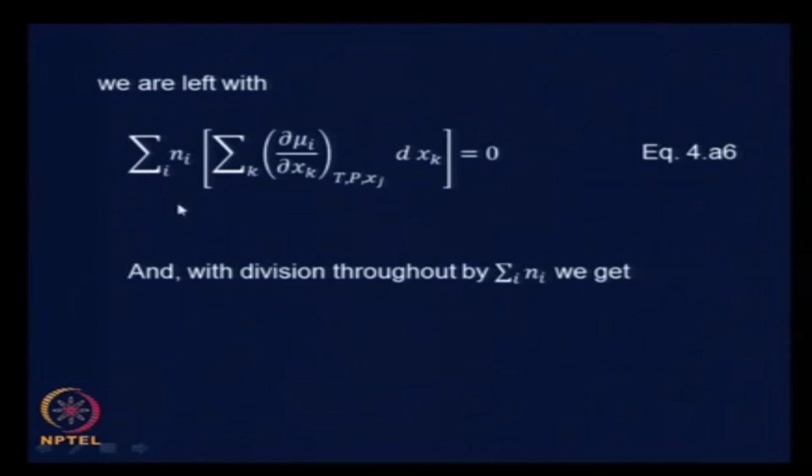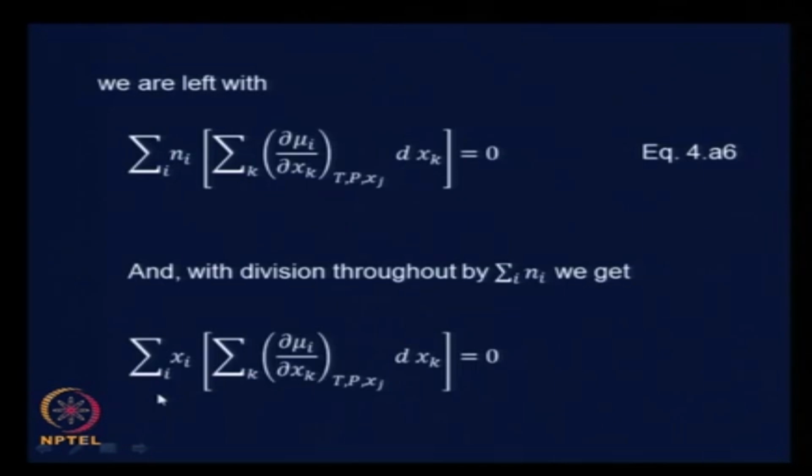in other words, we are going to divide the left hand side by sum over Ni and the right hand side also by sum over Ni. Here it does not matter. We get sum over i of xi, since Ni over sum over Ni is nothing but xi, the definition of mole fraction, times sum over k of dou mu i by dou xk at constant T, p, xj, dxk equals 0. Equation 4a7. Okay. I think we need to stop here, we are out of time.